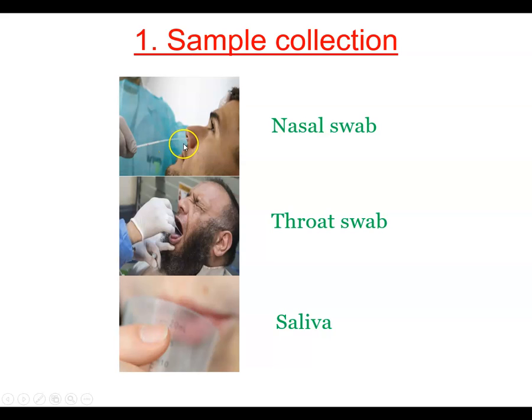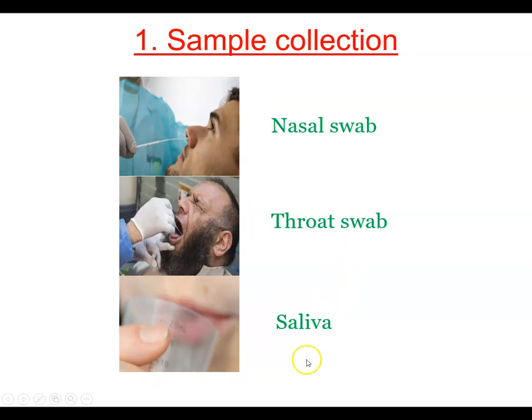A swab is inserted into the nostril. You can usually use two swabs, one in the left nostril and another in the right, so that gives you more chance. Another one is the throat swab, where you just collect samples from the throat.